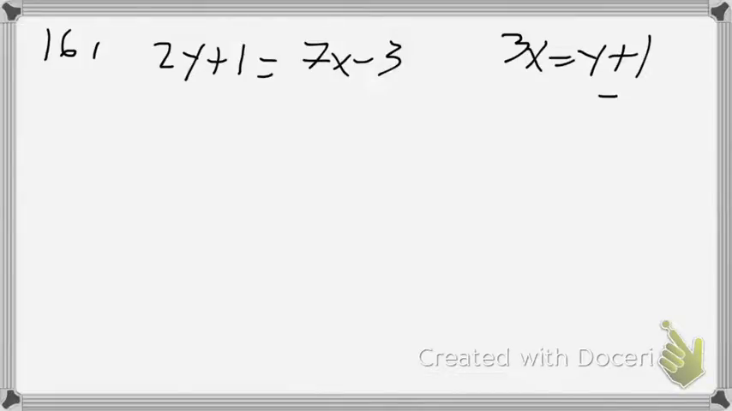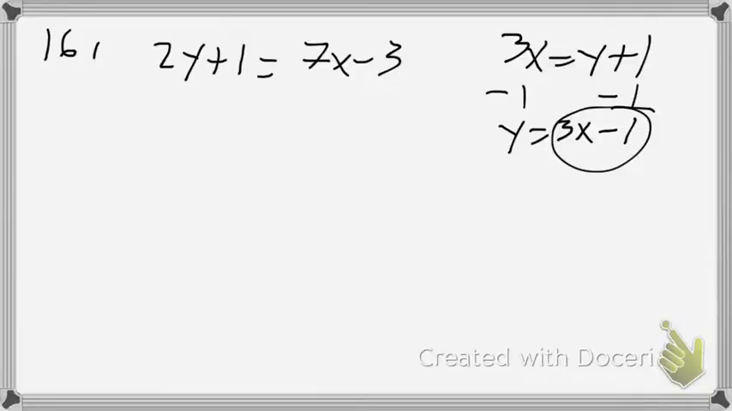3x equals y plus 1, 2y plus 1 equals 7x minus 3. Now again, I'm looking for that kind of lone wolf, and that's that y over there. That y is the only one by itself. Subtract 1 from both sides. I get y equals 3x minus 1.